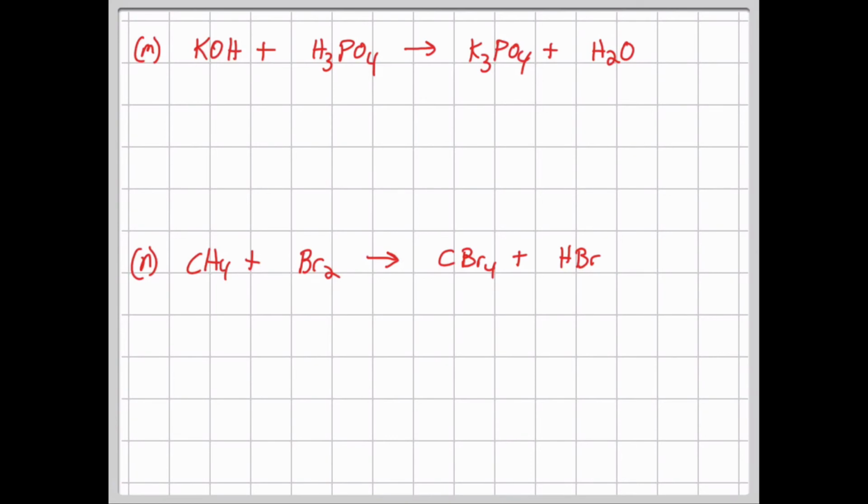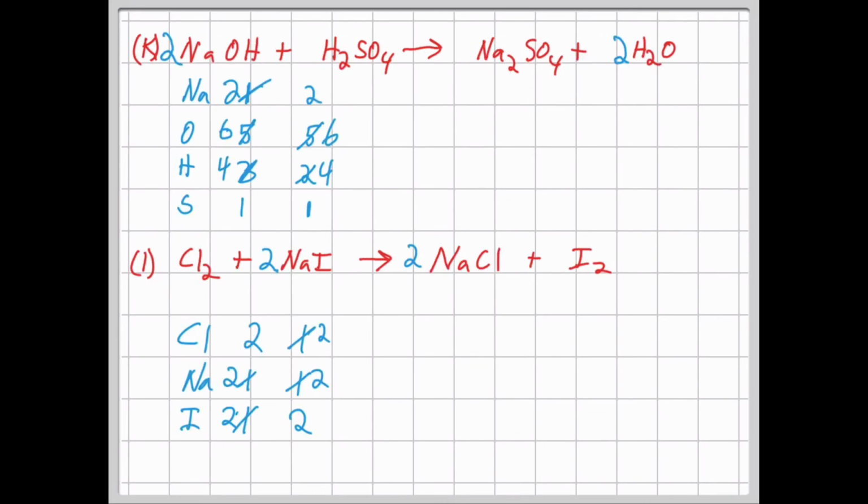Here we have potassium hydroxide with phosphoric acid, gives us potassium phosphate and water. This is an acid-base neutralization reaction. We have a base and an acid added together, which produces a salt and water. It's very similar to the one here with sodium hydroxide and sulfuric acid, gives us sodium sulfate and water.